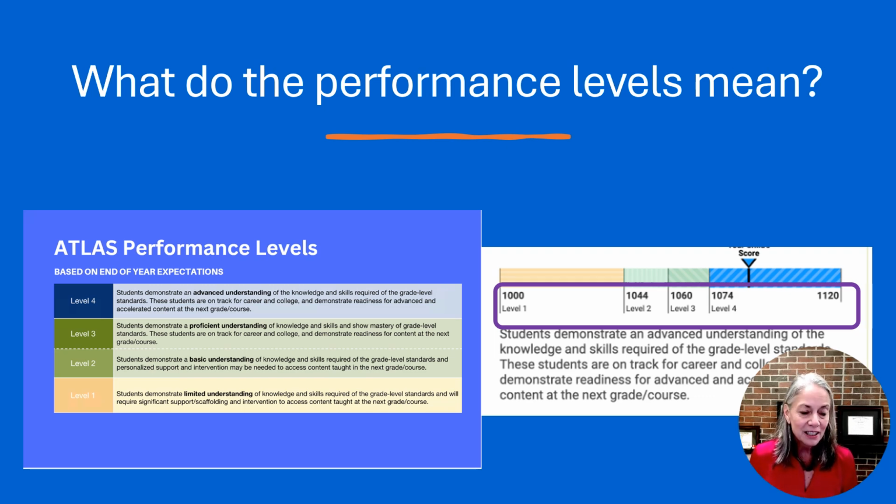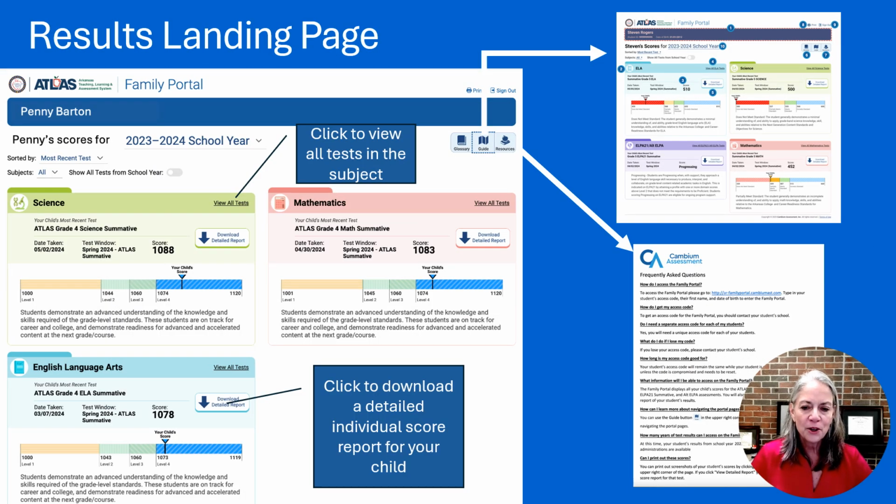And then finally, if your child is in level 1, this is a limited understanding. This means your child does need significant support and scaffolding. Scaffolding means a support, a way to bridge the gap so that they can access grade level material. It's so important that we understand these performance levels and what they mean for supporting your child's learning throughout the year. So very quickly on this slide, I have the landing page where you can see these results.